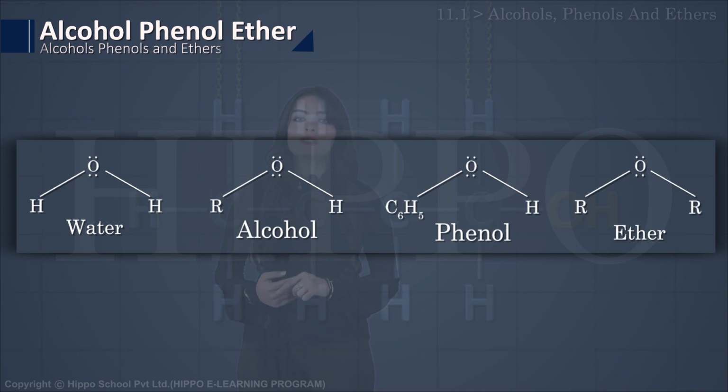What will happen in the case of ether? In the case of ether, we will have oxygen with an alkyl group on both sides. This R, and then oxygen, then we have this R. So we have ether. So you can see very interestingly that all these formulas are very similar to each other.